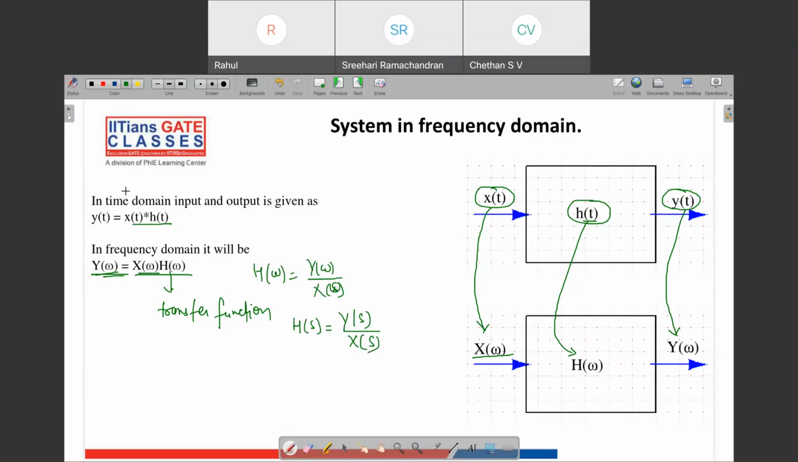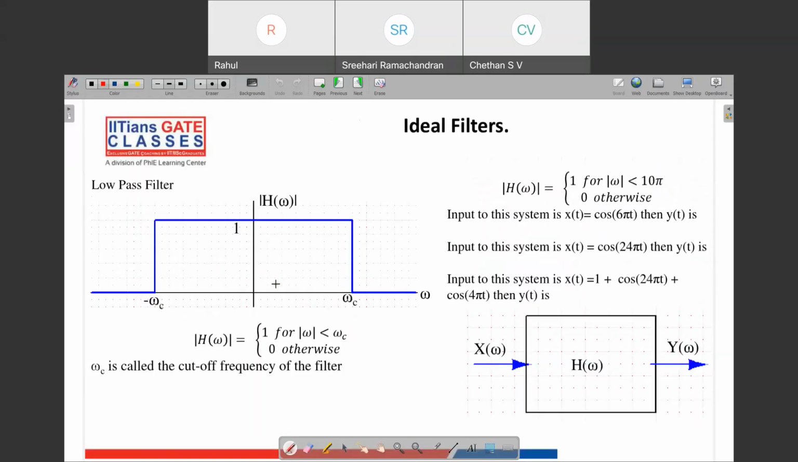Now this H of omega has some different uses as compared to the Laplace one, so I will go through that now. The filters that we design for a system, like a low pass filter, high pass filter, and band pass filter, are generally represented with the help of H of omega in the frequency domain. The first filter is the ideal low pass filter, which passes the low frequency signal and rejects the high frequency signal.